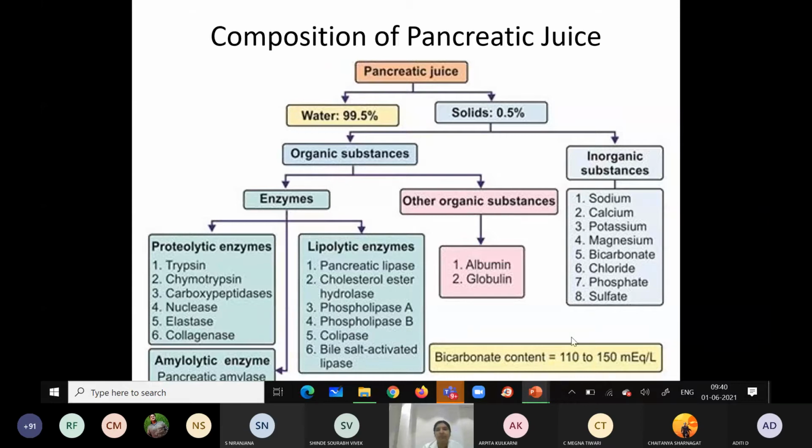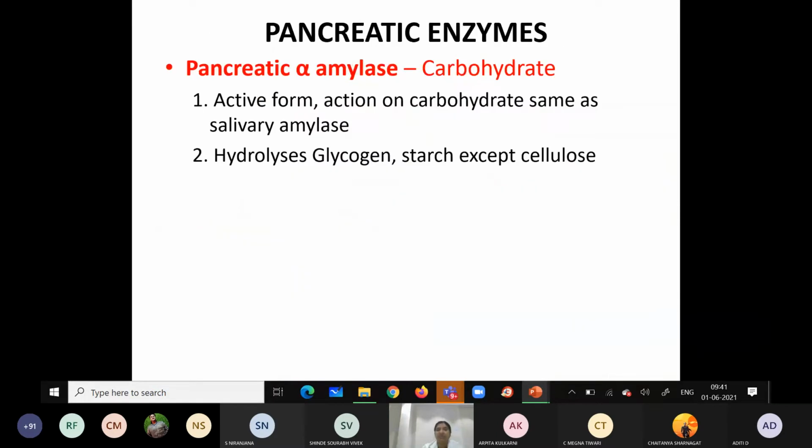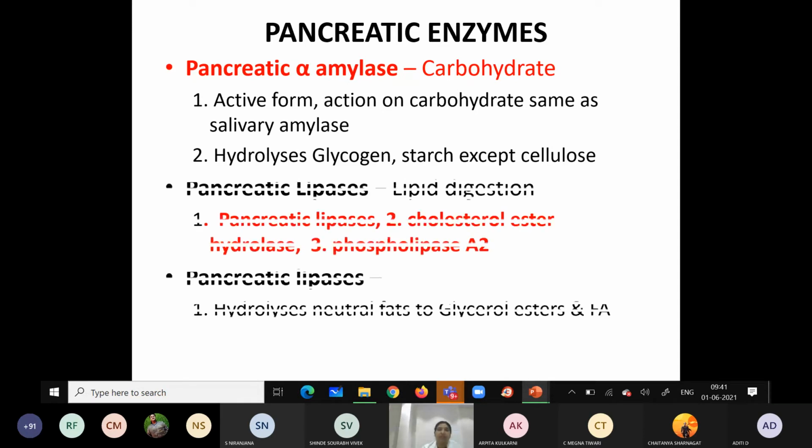Now the bicarbonate content of this pancreatic juice, I told you, is the highest, 4 to 5 times that of the plasma, and that's why it is almost 110 to 150 milliequivalents per liter. Now that highlights its function. Now coming to pancreatic amylase, it digests carbohydrates basically. In its active form, it acts on carbohydrate like salivary amylase and hydrolyzes glycogen and starch, but it will not act on cellulose. So except for cellulose, it has its action on glycogen and starch.